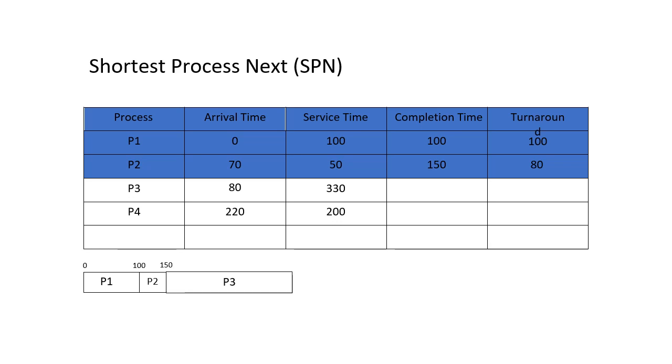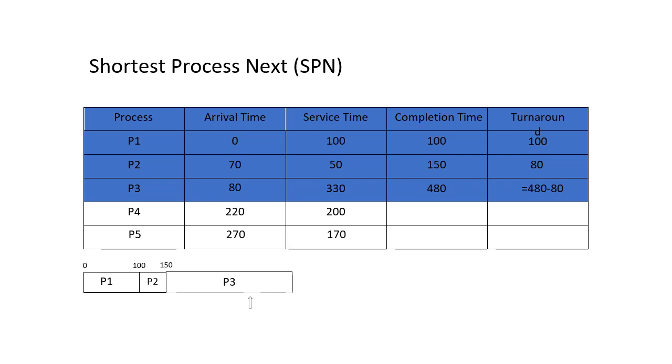The service time of P3 is 330 seconds. During the execution of P3, jobs P4 and P5 arrive. However, job P3 will continue to execute until it finishes at 480 seconds. The turnaround time of P3 is 400 seconds.